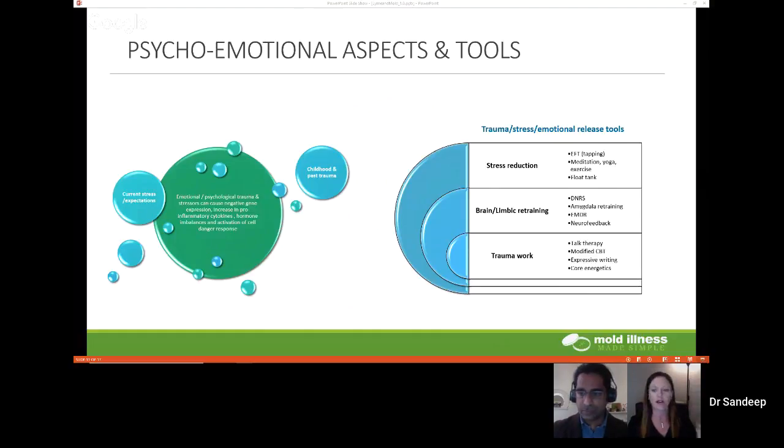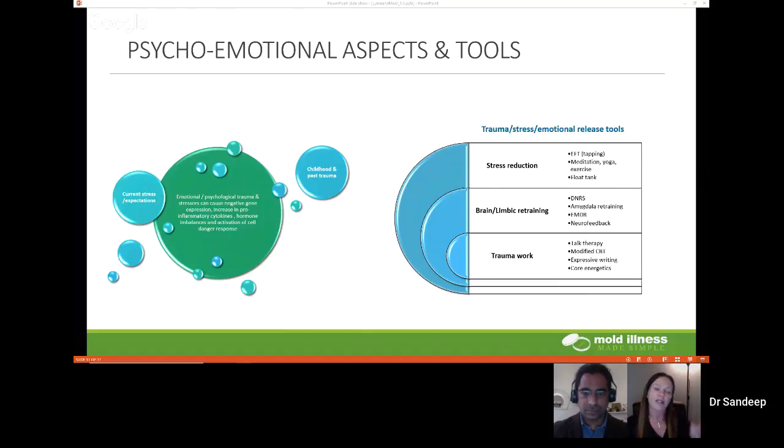Especially with our limbic system, which is the seat of emotions, but can also influence physiological functions in the body. So just looking at those psycho-emotional aspects is really important. And step one is the stress reduction, because that not only balances the brain frequencies and patterns, but also helps the adrenals, which get so trampled on in chronic illness.